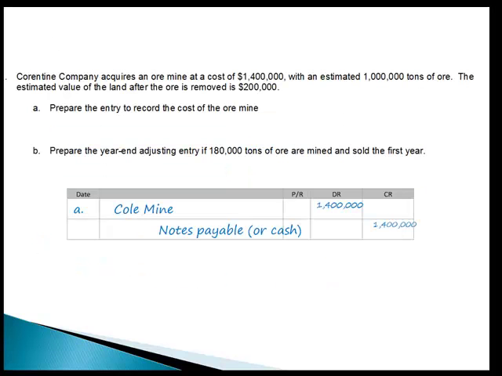Last example here: a company acquires an ore mine at a cost of $1.4 million with an estimated 1 million tons of ore. The estimated value of the land after the ore is removed is $200,000. What's the entry to record the cost of the mine? It's an asset, recorded on the books, and you put notes payable or cash as your credit.